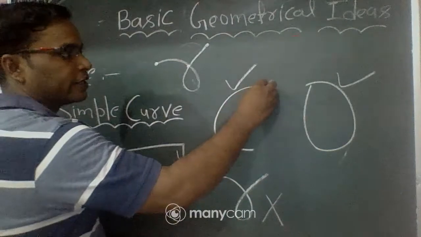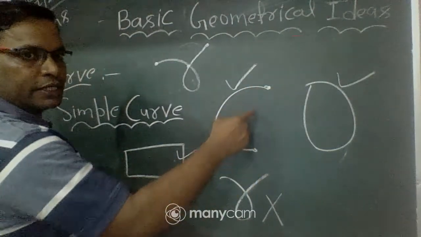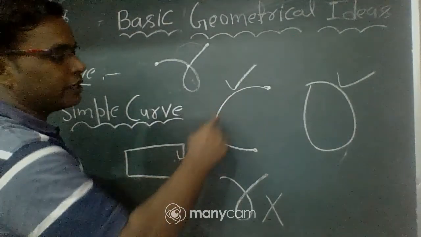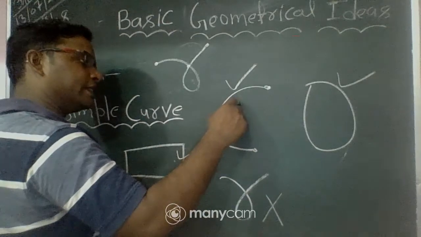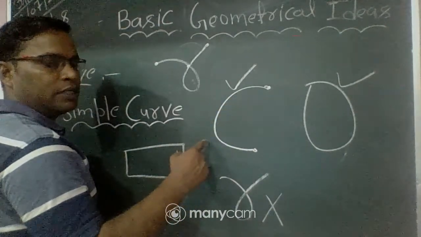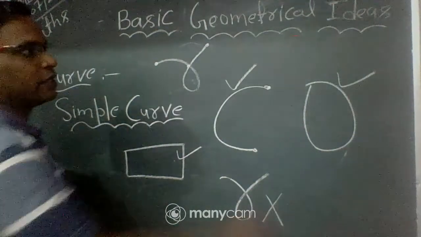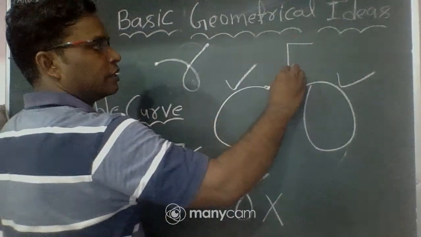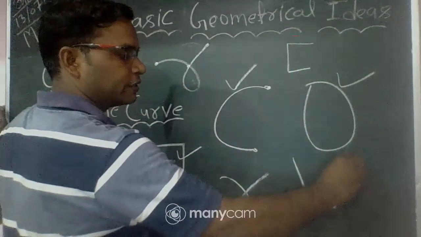You can see here, this is an open curve because the beginning point and the end point are at different places. And it does not cross itself at any point. So you can say this is a simple open curve. Clear? This is also a simple open curve.